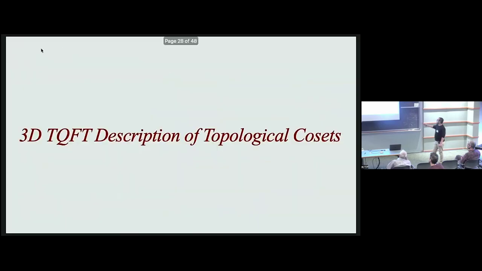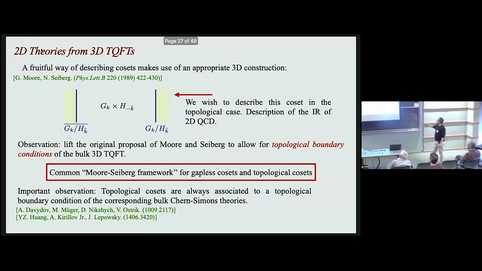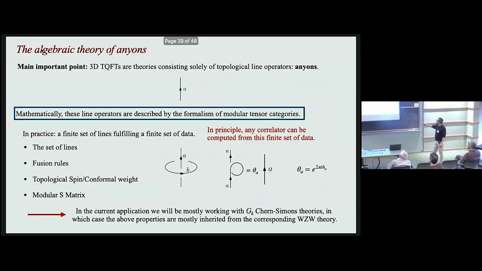Good. So basically what I have to explain to you now is how to set up these boundary conditions for a given 3D TQFT, and how we're going to use that to say how non-invertible symmetries act over the vacuum. So, okay, I don't want this talk to become a talk on 3D TQFTs. So let me just have this one slide to tell you how to deal with 3D bulk TQFTs, which is basically to tell you that 3D TQFTs are theories that consist of topological line operators that we call anions, mathematically described by modular tensor categories.